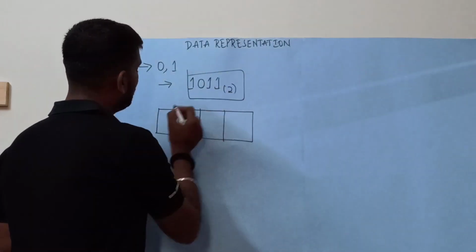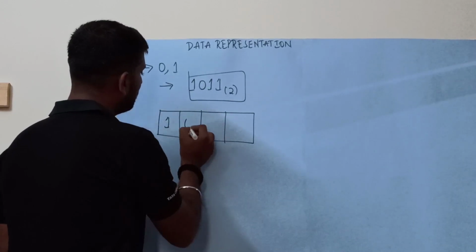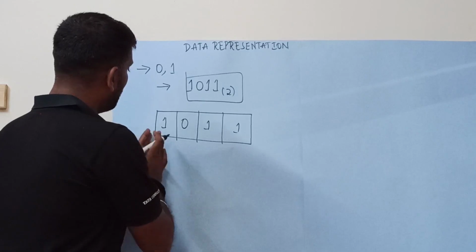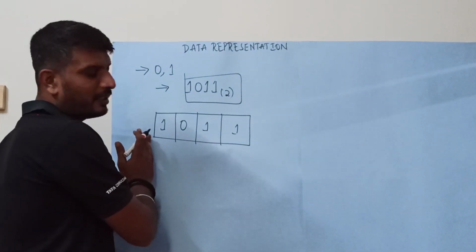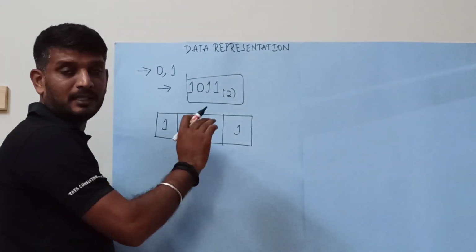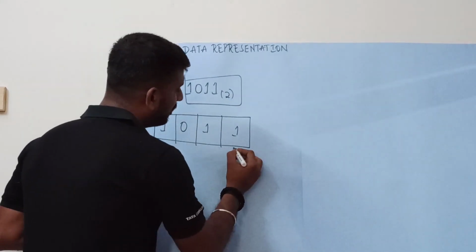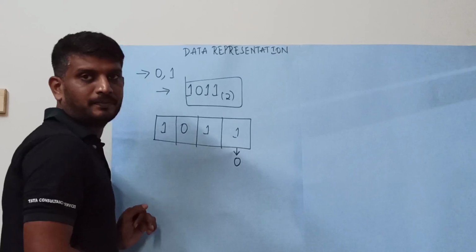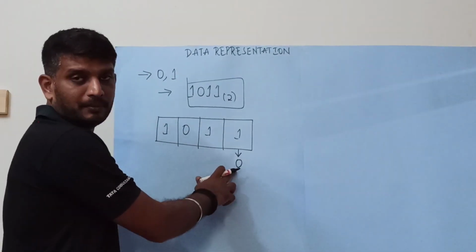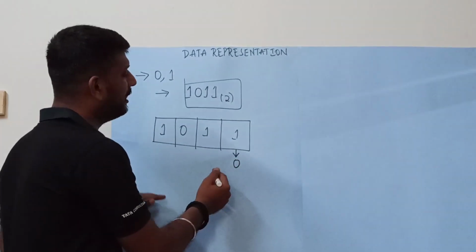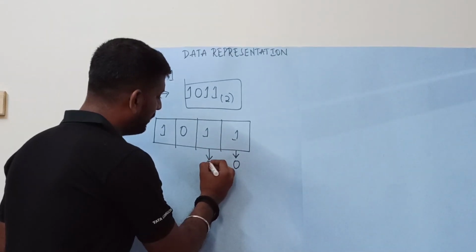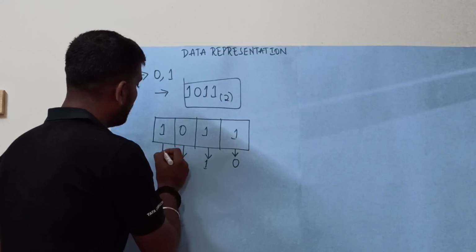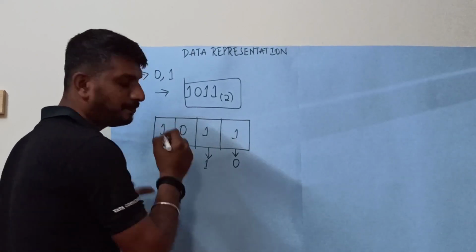Now there are 4 digits, so 1 0 1 1. At the left hand side you have the most significant bit, at the right hand side you have the least significant bit. So this position is 0, this one will be 1, this one will be 2, and this one will be 3.